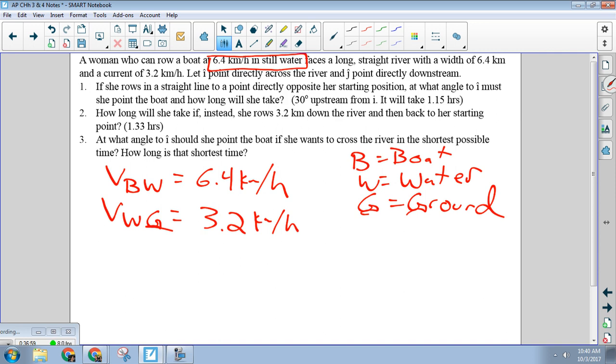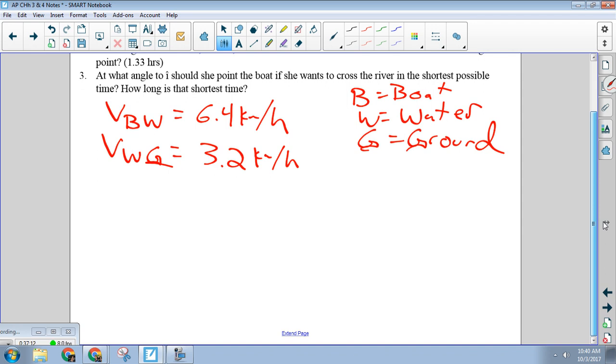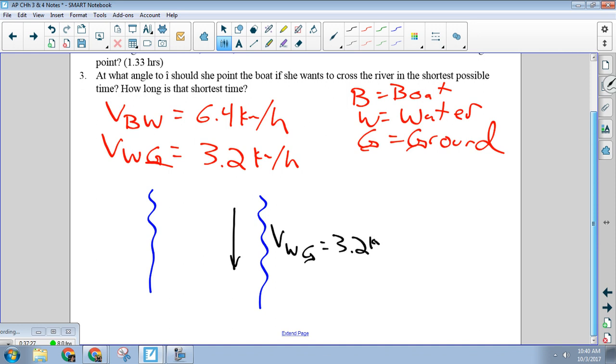All right? So, it says, let I point across the river and J be downstream. So positive J is going to be down this time, which is a little weird. Okay? So let's see if we can draw this and get a better sense for what's going on. So here's the river. Here's the velocity of the water relative to the ground. So that's going to be 3.2 kilometers an hour J, right?